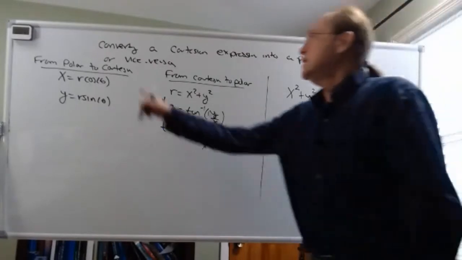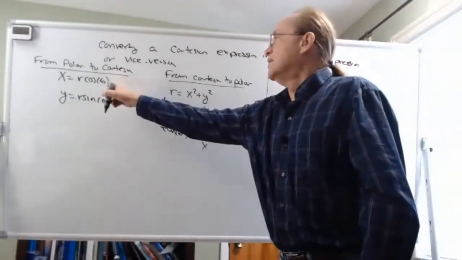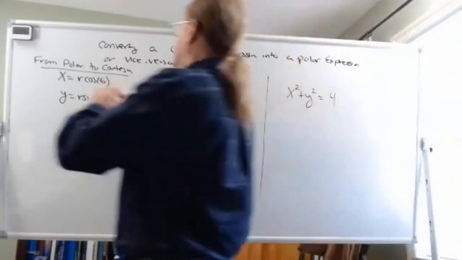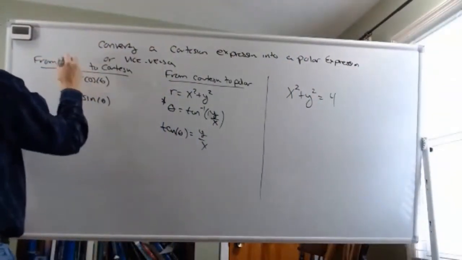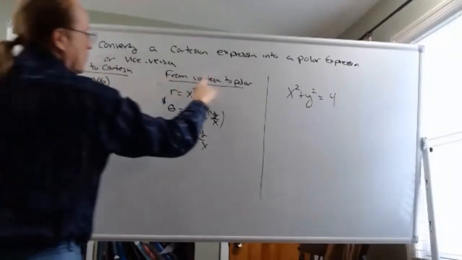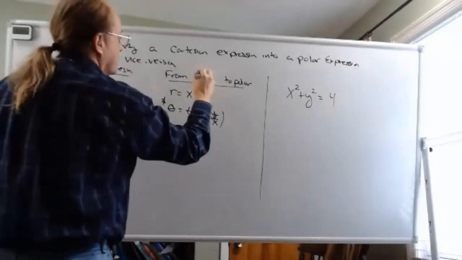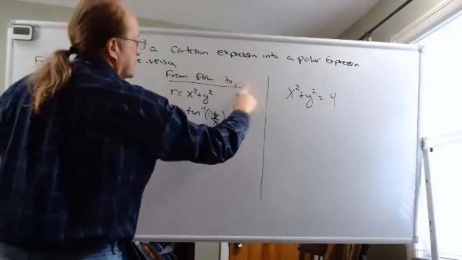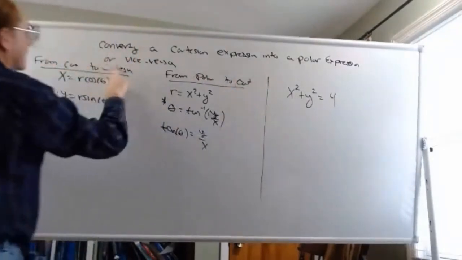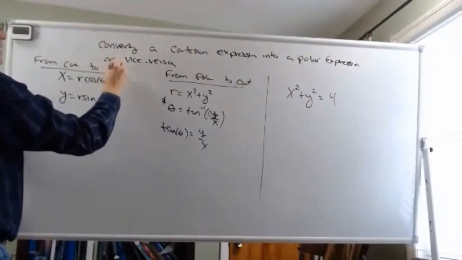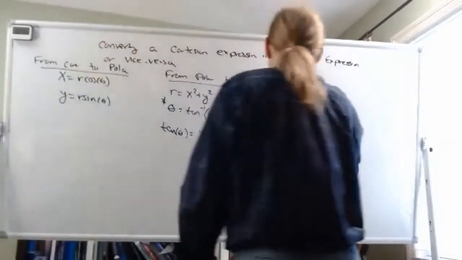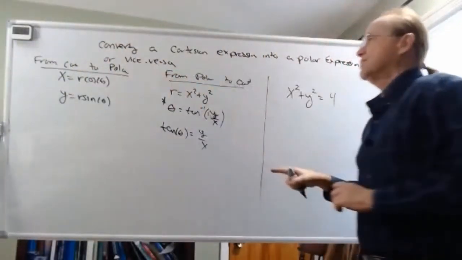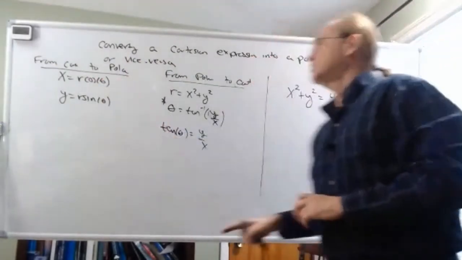So what do I do? I'm going to go from Cartesian. I'm talking and writing in reverse. This is polar to Cartesian. Keep me awake. Talking and writing. So here's my Cartesian.